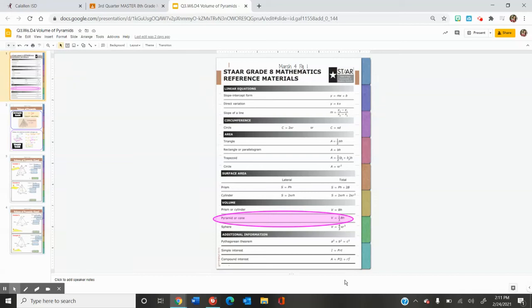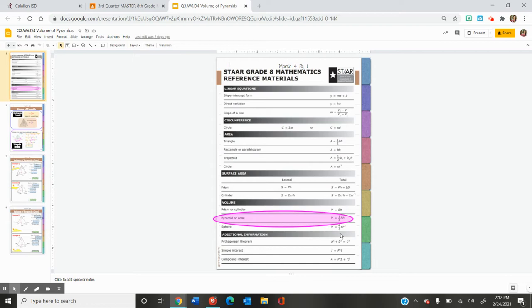Okay, today we're going to be covering the volume of pyramids. So looking at our formula chart here, we're going to go down to the volume section, and for pyramids or cones, we have volume equals 1/3 base times height. And now this is the same formula we used for cones. However, big B, which stands for area of our base, the base shape is going to be different.